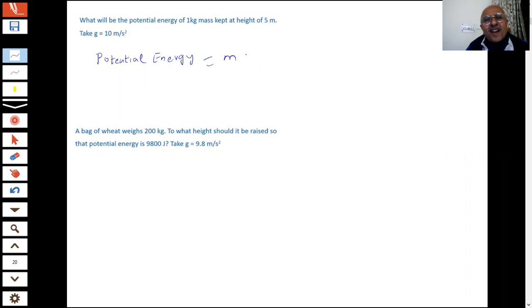You are again and again writing the same formula, m into g into h. Mass is how much, student? 1 kg. G is how much, student? 10 meters second inverse. So 50 joules. Okay, correct answer, 5 meter. So 50 joules is the potential energy.